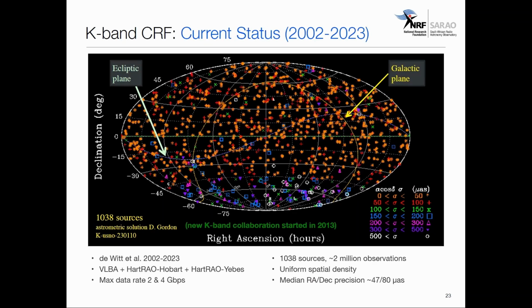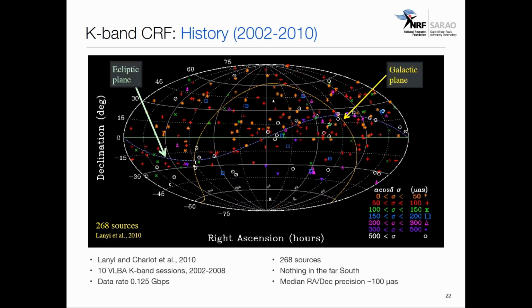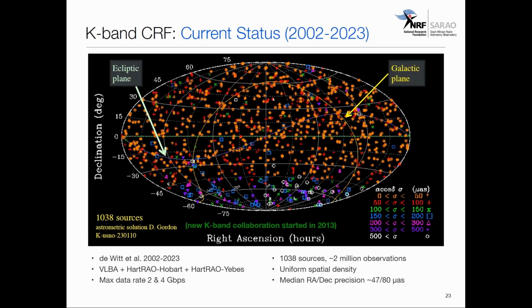micro arc seconds. This is what the frame looks like today, and I'll just go back and forth again, because this is very exciting to me, the huge amount of progress that we've made since the Lunny and Chollet frame. So today we have 1,038 sources, just over 2 million observations. Again, as I said, the colors here indicate the precision in right ascension. And this is from this K-band collaboration that we started in 2013, and we restarted observations in 2014.